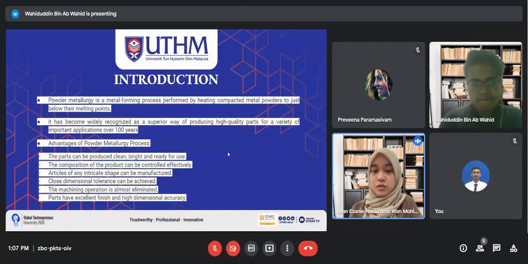Although the process has existed for more than 100 years, this success is due to the advantages the process offers over other metal forming technologies such as forging and metal casting. Advantages in material utilization, shape complexity, near net shape and dimensional control, among others. These, in turn, contribute to sustainability, making powder metallurgy a recognized green technology.